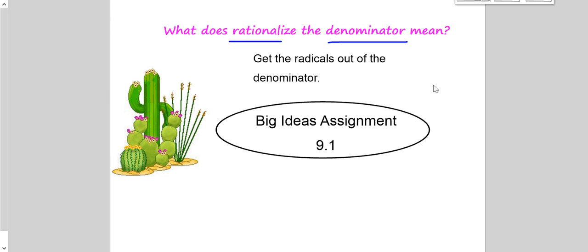All right, this is what we need for Big Ideas, assignment 9.1. We're in chapter 9.